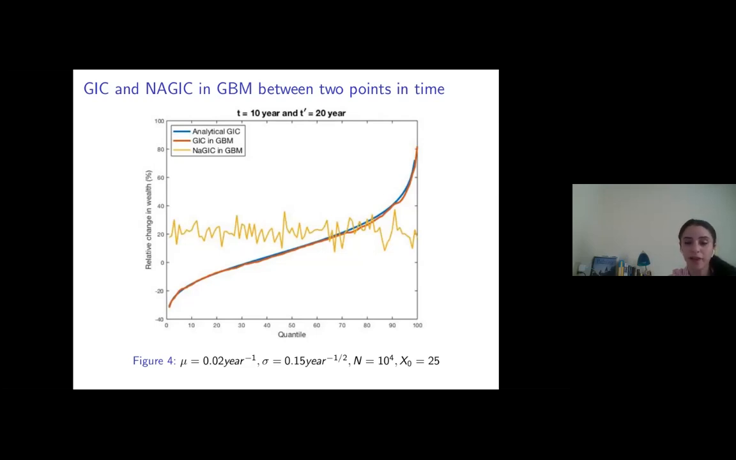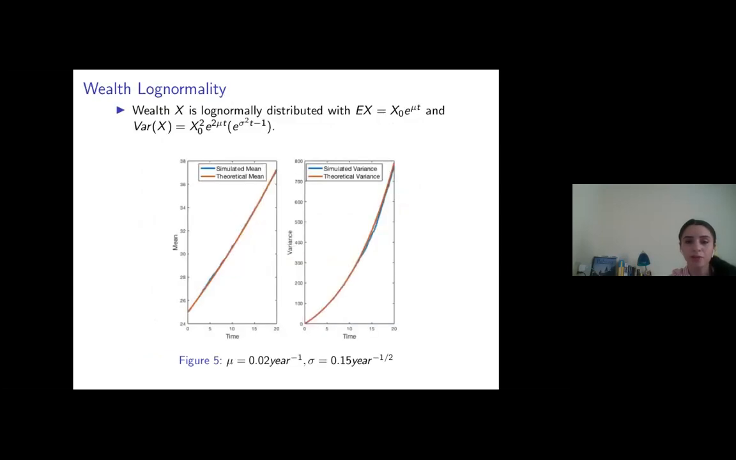As you can see here, we have 600 quantiles, which means we have percentiles. And again, the y-axis is the relative change as well. Also, I would like to say that it doesn't really matter which two points in time we pick. Qualitatively, we will have the same jig, so the shape will be the same.